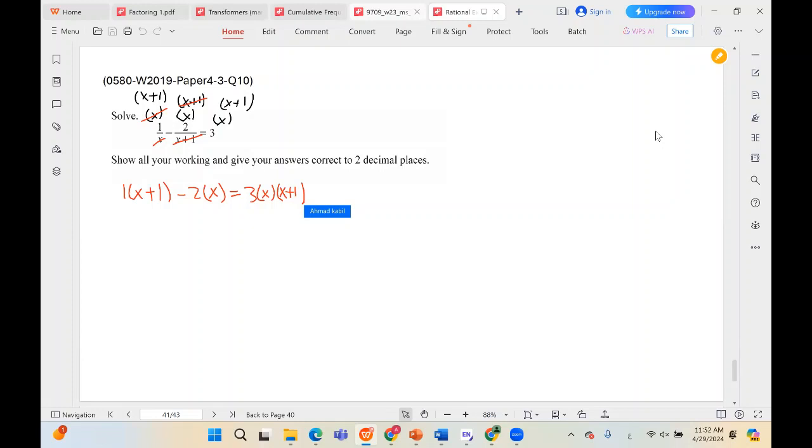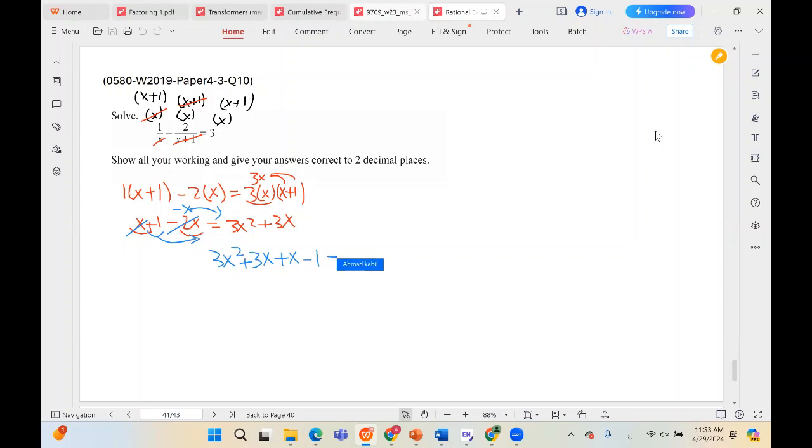Now we start expanding. So we have x plus 1 minus 2x equals, and then this is 3x. So 3x times x is 3x power 2, and 3x times 1 is 3x. And we take everything to the right-hand side. But first we can cancel the like terms here. So x minus 2x, this is just negative x. We take it to the right-hand side, so it becomes positive x. So 3x squared plus x plus x. And then this one goes to the other side, so it becomes minus 1. Now we've taken everything to the same side, so we equate to 0. So we have 3x squared plus 4x minus 1 equals 0.